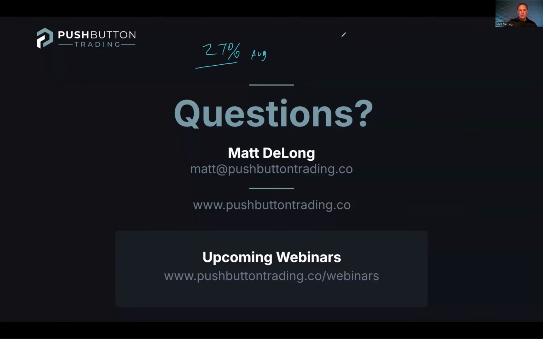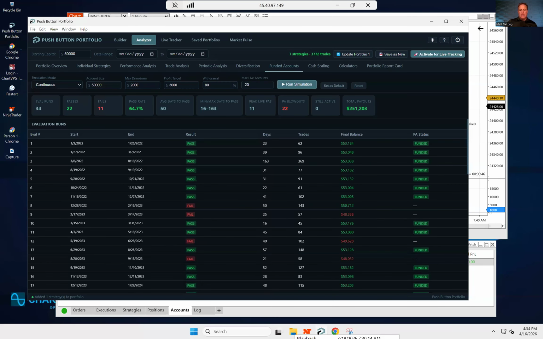Especially when you have timed rules where you have to pass within 30 days, because that forces you to be more aggressive than you normally would. But the example we were just looking at was showing a 62% pass rate. Sorry, I misspoke, 64%. This is the portfolio that I built right before joining this call. There are lots of variables built in here.